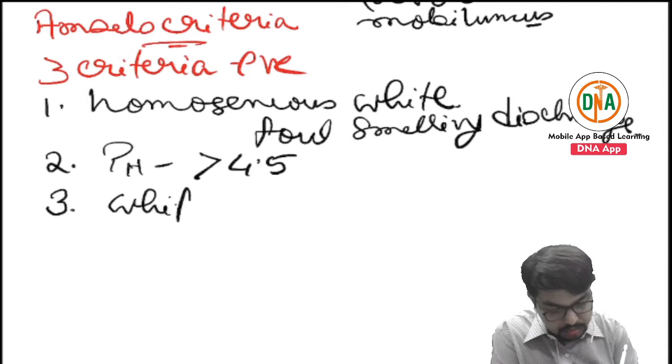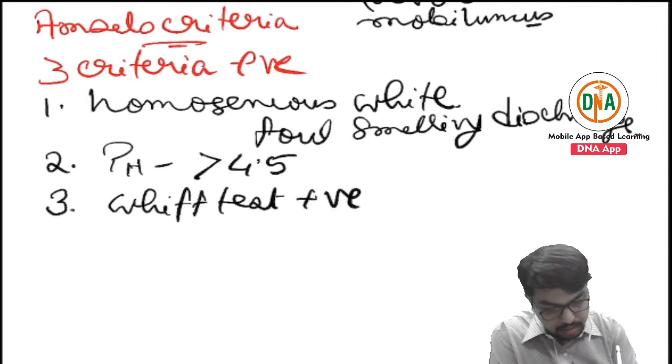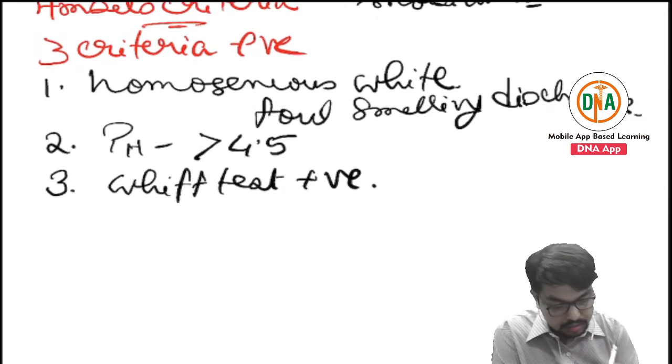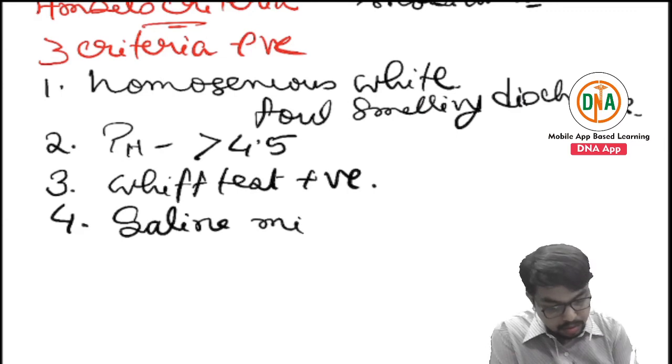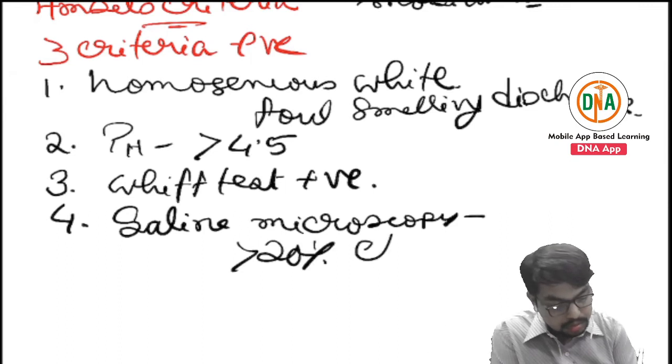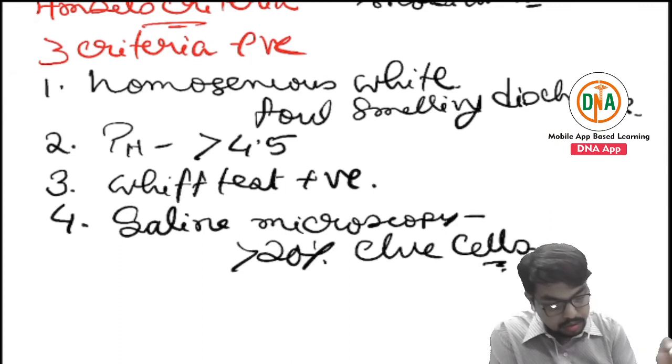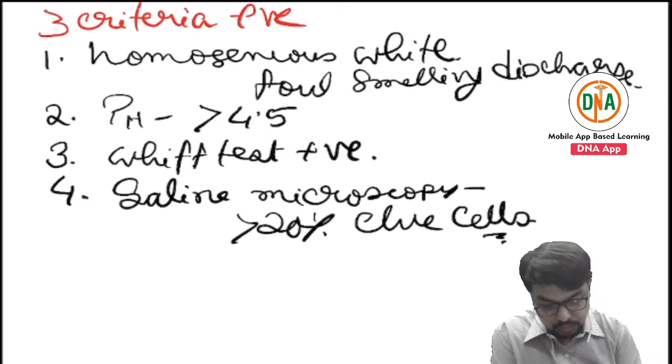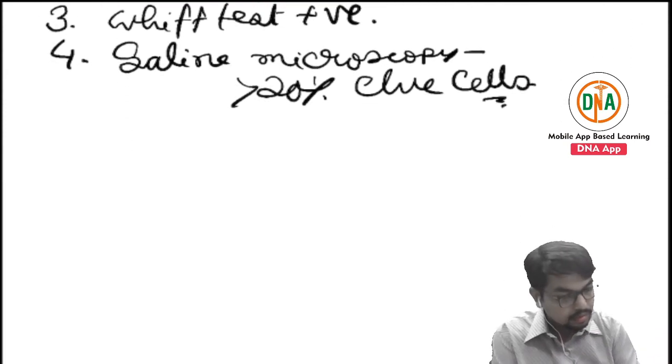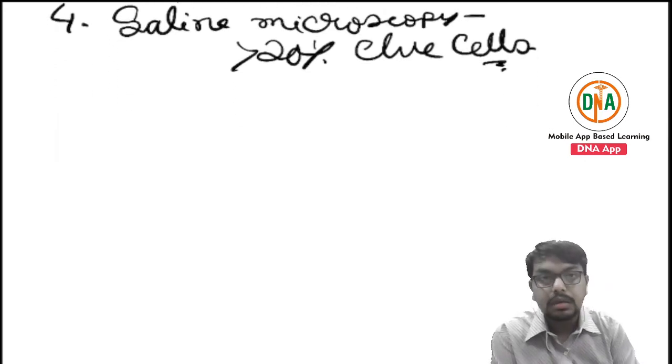Third is whiff test. Whiff test must be positive. What is whiff test? We'll discuss later. Fourth, if we do saline microscopy, we will get more than 20% clue cells. Now, what is whiff test? First we will discuss whiff test. Next, we will see the clue cells.